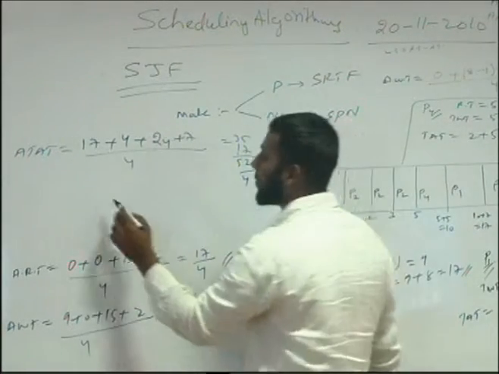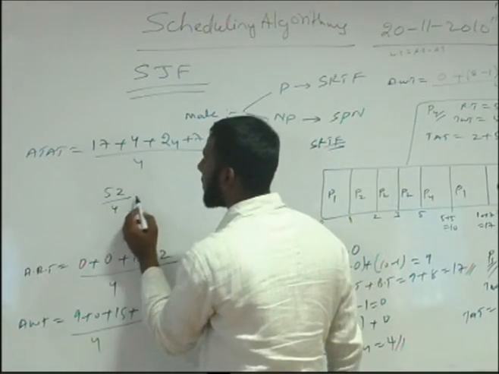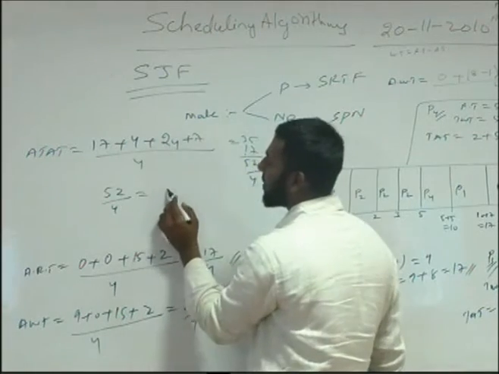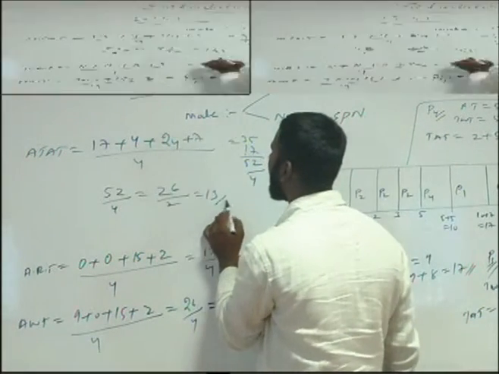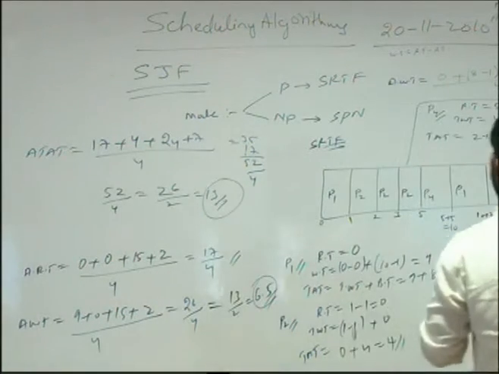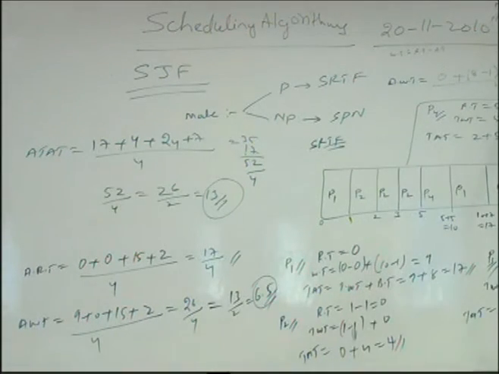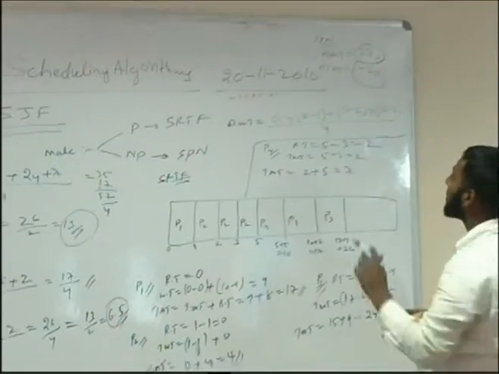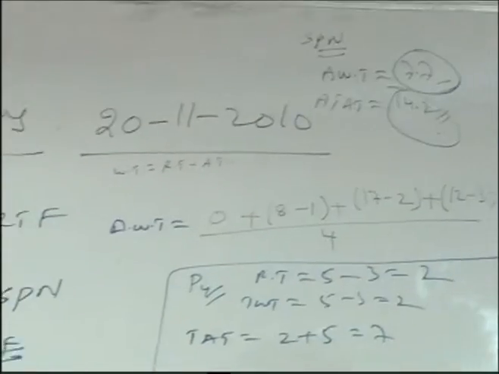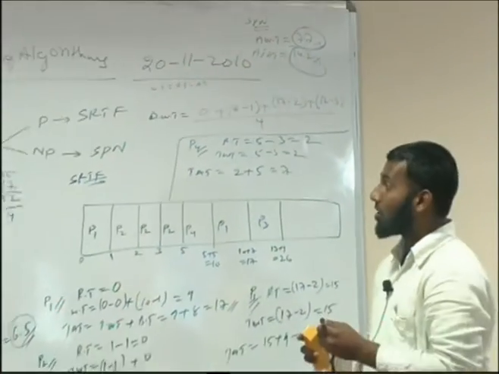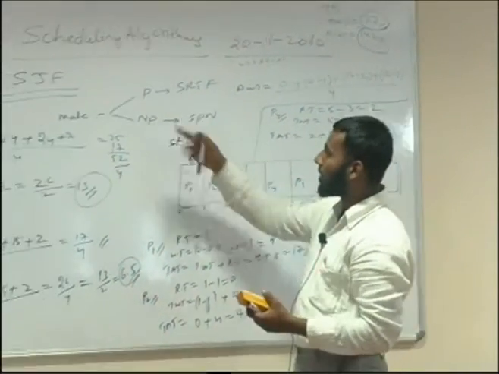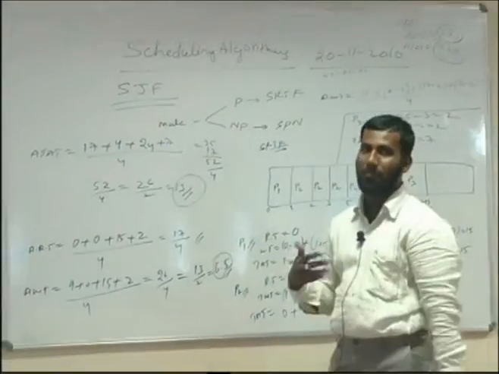So, if you do 52 by 4, we will get 13, and here we have got 14.2. Here also we have reduced turnaround time. Okay. So, this is how preemption works, but here we have the overhead of context switching.